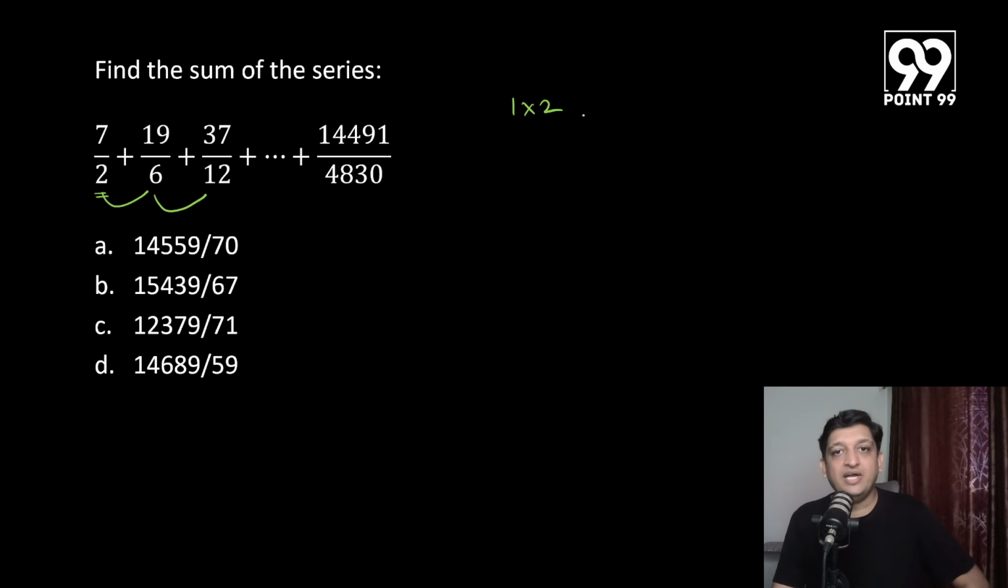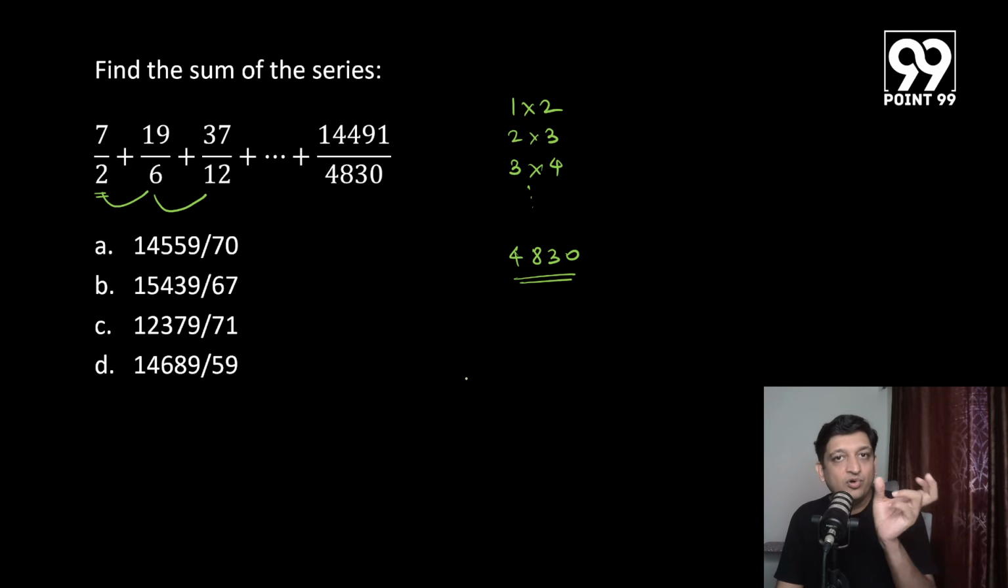That will tell you that we are looking at 1 into 2, we are looking at 2 into 3, then we are looking at 3 into 4, and so on and so forth till the time we reach 4830. Now you have to understand what is 4830. How can you write 4830 as a product of two consecutive numbers?